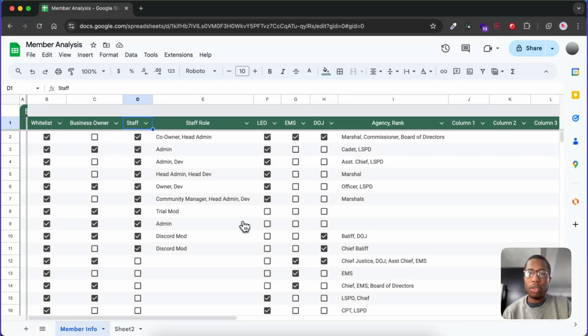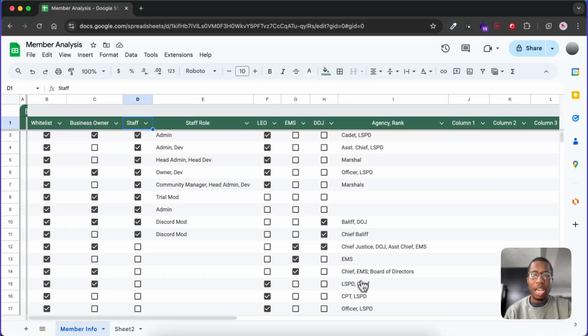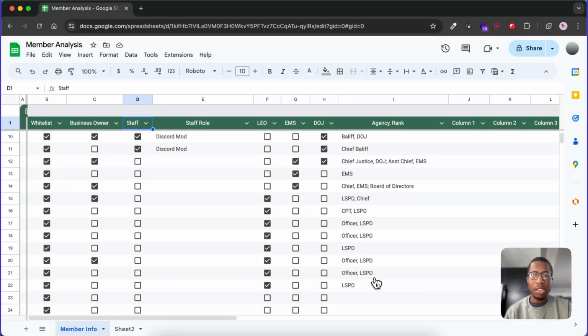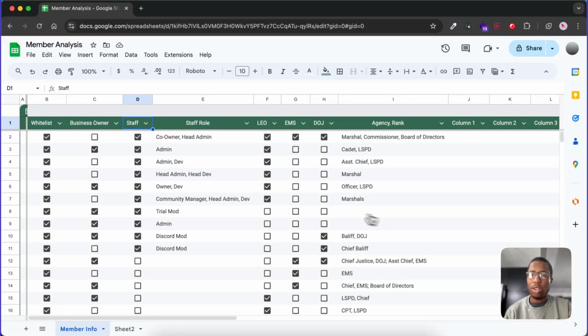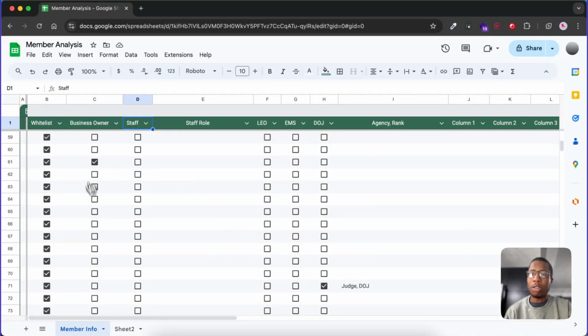And I'll just talk about, so yeah, this is the sheet that had all the different information. As you can see, you have the marshals, you have some people in the DOJ, here you have some EMS, you have a captain in the LSPD, you have a variety of different things you can glean here. And then you have a whole bunch of members that are just whitelisted civilians. Some of them are business owners, some are not.